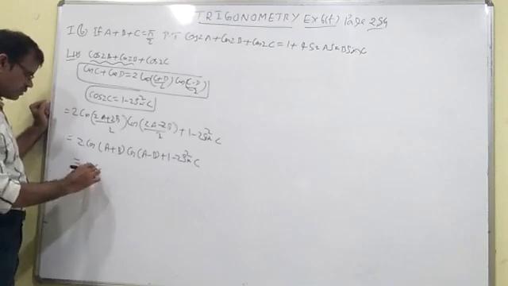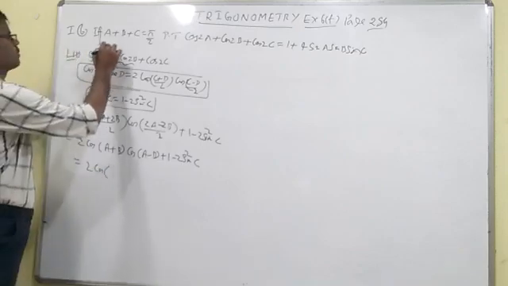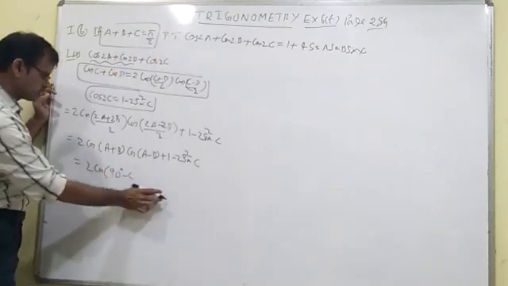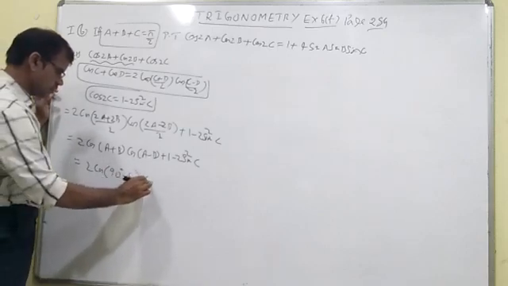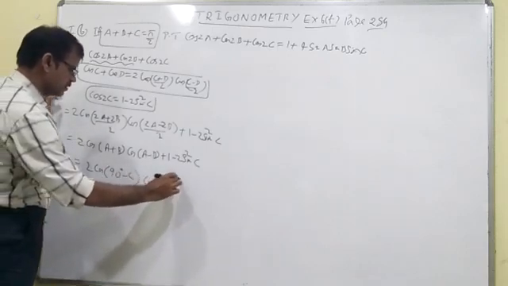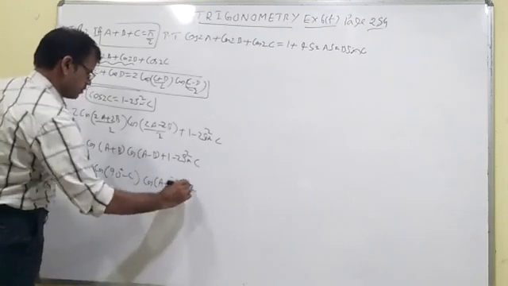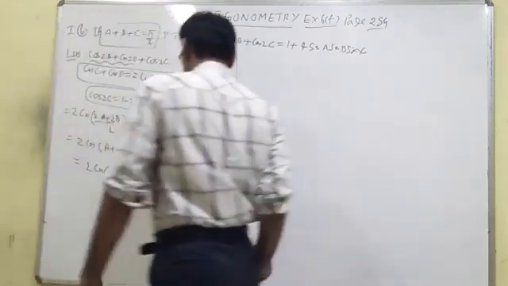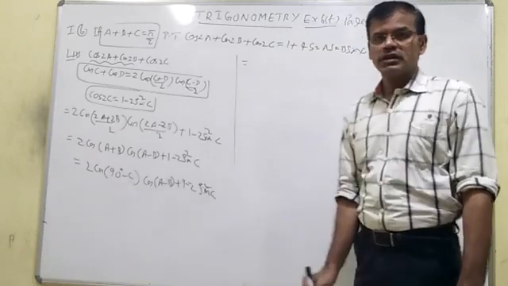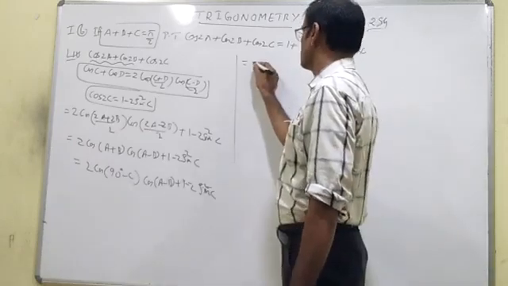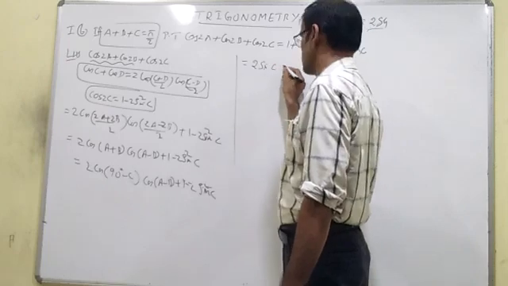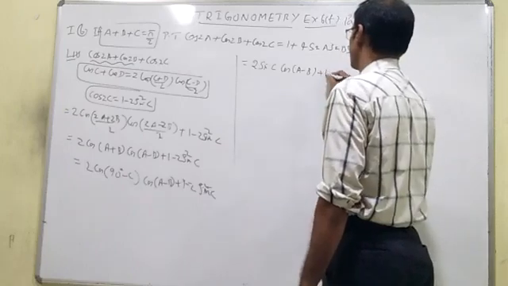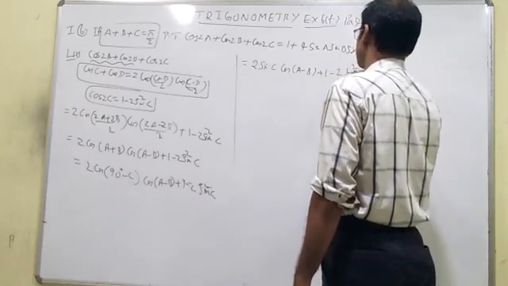Now, given a plus b plus c is equal to pi by 2, so instead of a plus b we can write 90 minus c, or pi by 2 minus c, into cos of (a minus b), plus 1 minus 2 sin square c. Cos of 90 minus theta becomes sin theta. So right here this is 2 sin c into cos of (a minus b), plus 1 minus 2 sin square c.